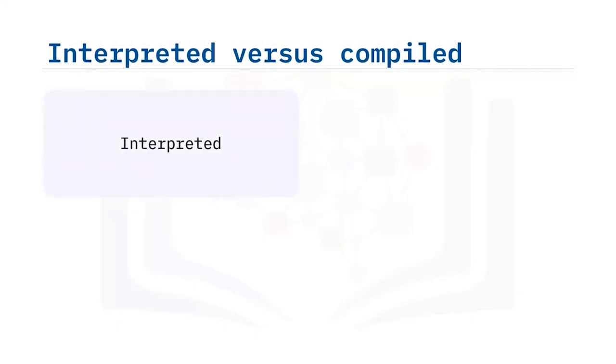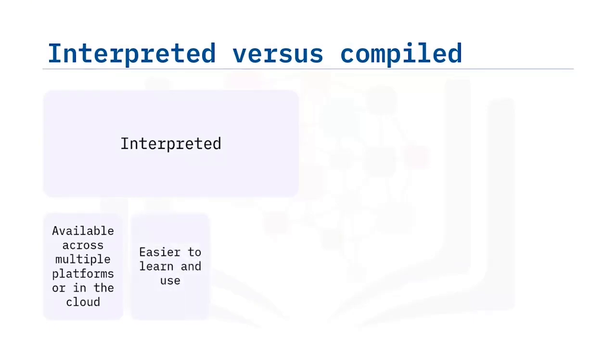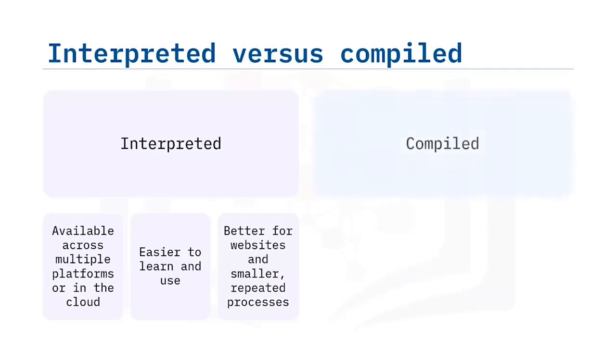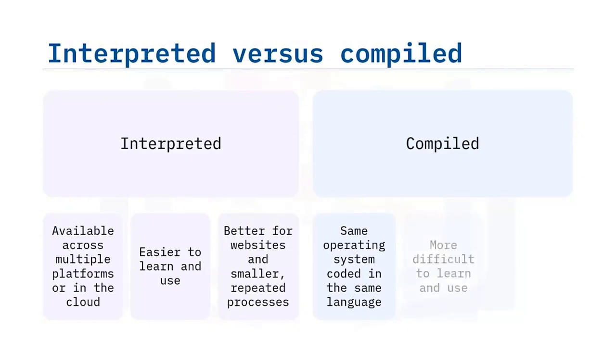First, there's interpreted programming. These programs are available across multiple platforms or in the cloud. The scripting languages are easier to learn and use, and they're better for websites because they tackle smaller, repeated processes. Then there's compiled programming. These programs are available to users with the same operating system coded in the same language. However, compiled programming languages are more difficult to learn and use because they are larger programs with more parts, and they're better for larger tasks like running the operating system on your computer.